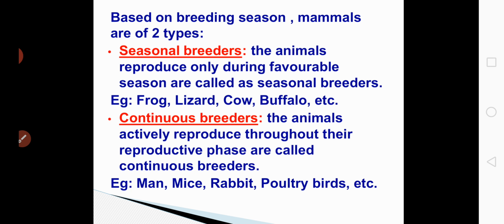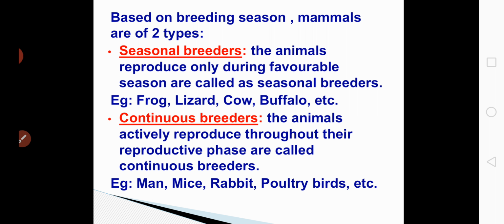Moving on to the next slide. Based on the breeding season, mammals are of two types. They are seasonal breeders and continuous breeders. Now, what do you mean by seasonal breeders? The animals that reproduce only during the favorable season are called seasonal breeders.